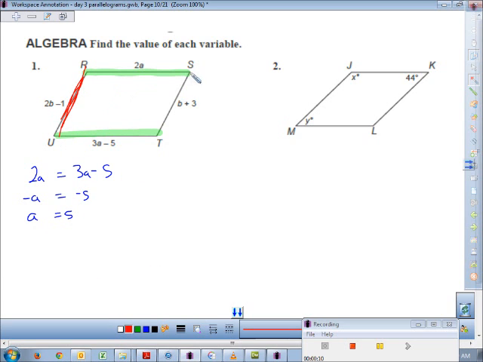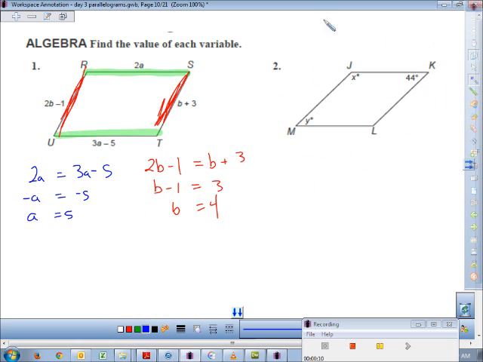Aren't these also opposite sides of a parallelogram? So they should be equal to each other. 2b minus 1 should equal b plus 3. I'll subtract b over here. Add 1 to both sides. And get b equals 4. Good for me, right? So I used a property that opposite sides were equal in a parallelogram.